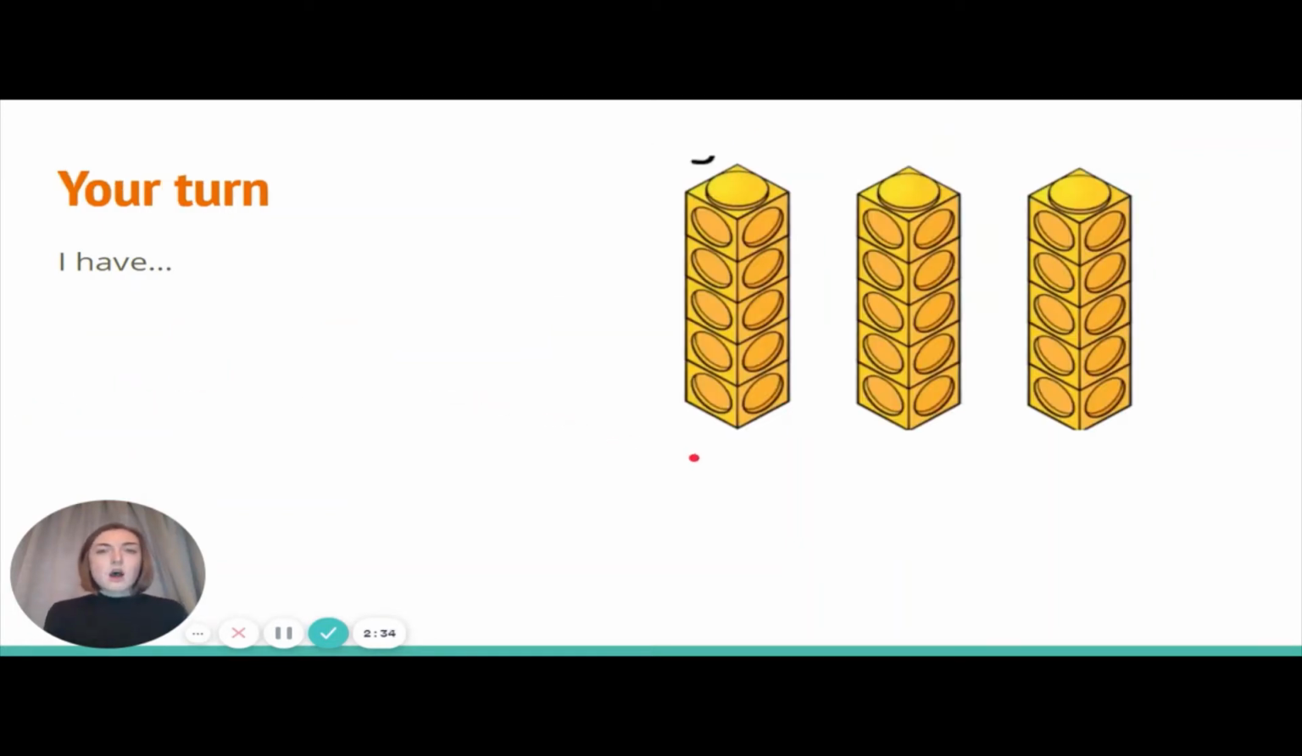Your turn. I want you to pause here and write how many equal groups you have and the 2 number sentences that you could work out from it. Pause now. Okay, let's see what you got.